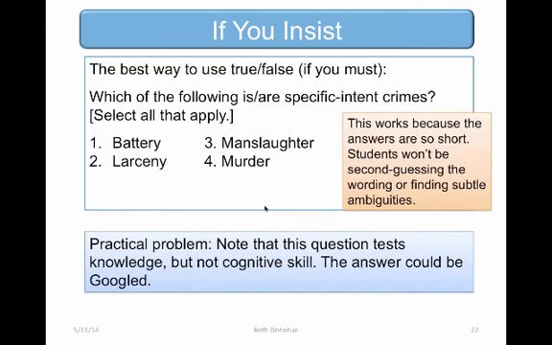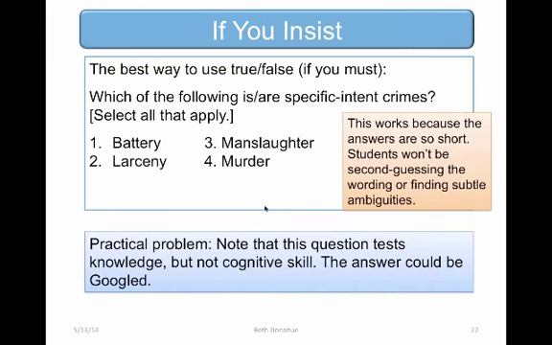This frame of a true-false question is actually not too bad. Which of the following are specific intent crimes? Select all that apply. This is what I call select all that apply questions. You could have many more options here. You could have a few or many. But it works because the answers are so short that students don't start second guessing your wording or finding subtle ambiguities that were not intended.